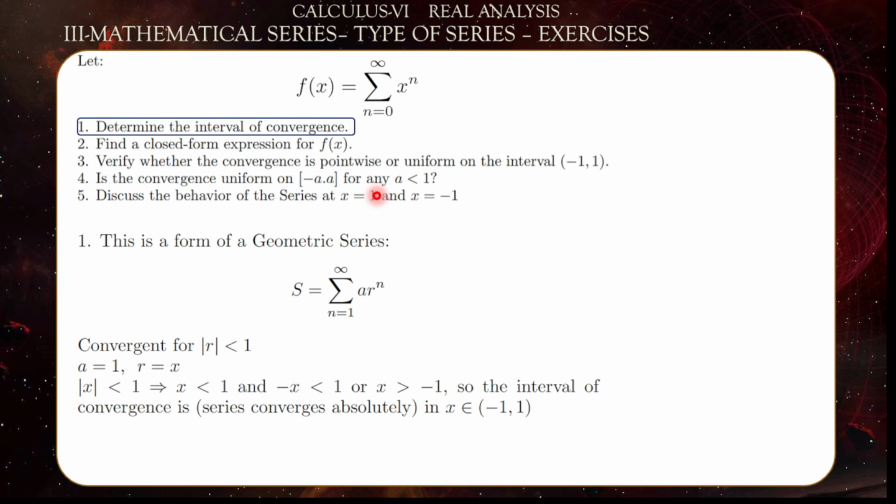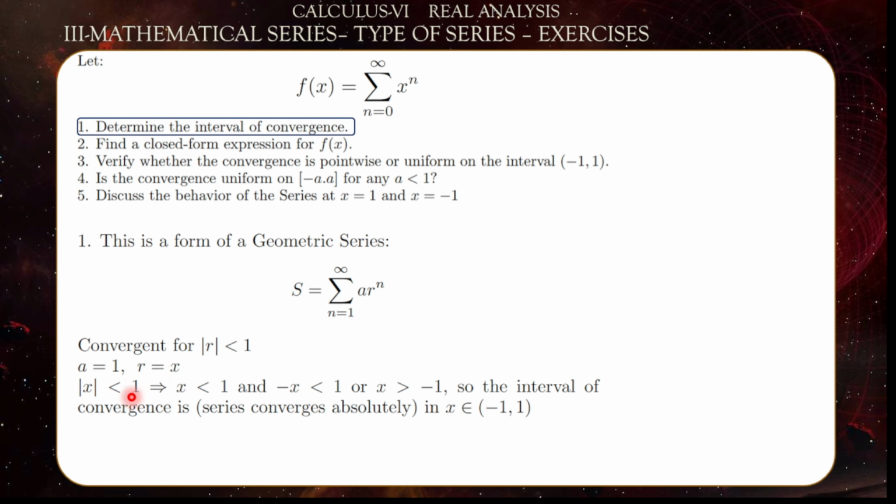So this is a form of a geometric series, s equals sigma n equals 1 to infinity, a times r to the power of n, where a is 1 and r is simply x. Now the criterion of convergence is that r in absolute value should be less than 1. What would be r in absolute value? It would be x in our case. So x in absolute value is less than 1.